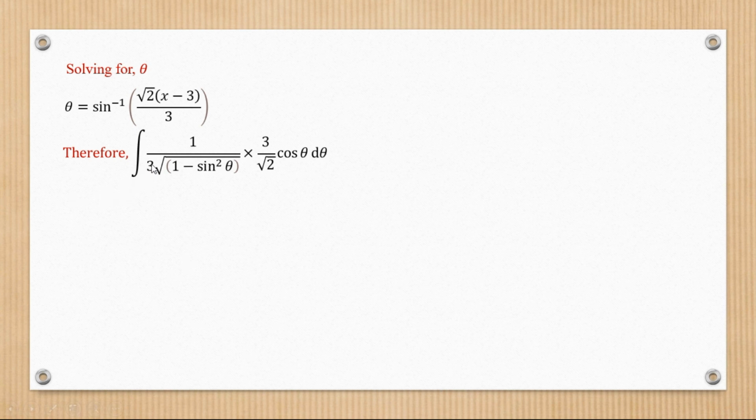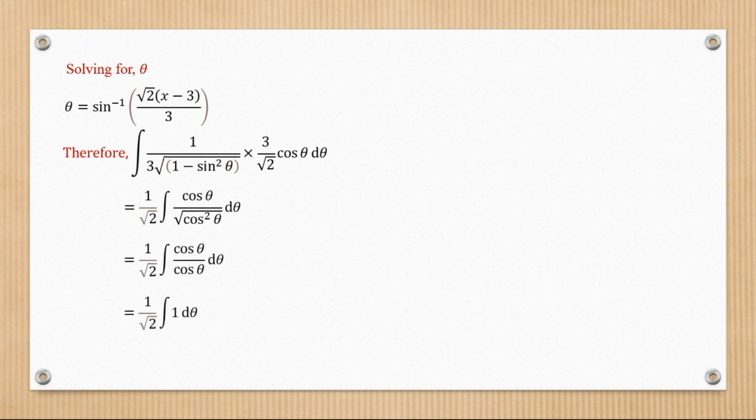So now I can clearly see that this 3 and this 3 shall cancel, and then I can see that 1 over root of 2 shall be pulled out of the integral. So inside I'll be left with cos theta over the root of cos squared theta, of which this shall be equal to cos theta over cos theta, of which now that is 1.